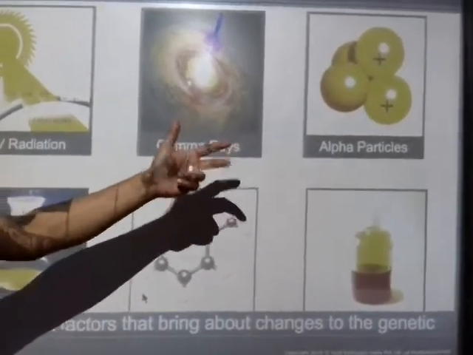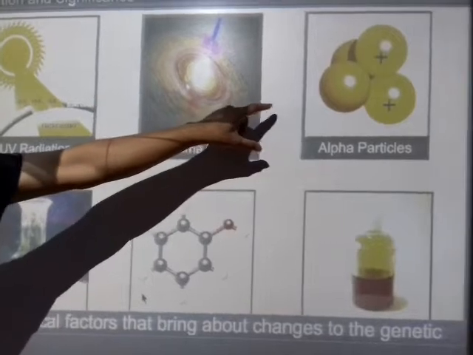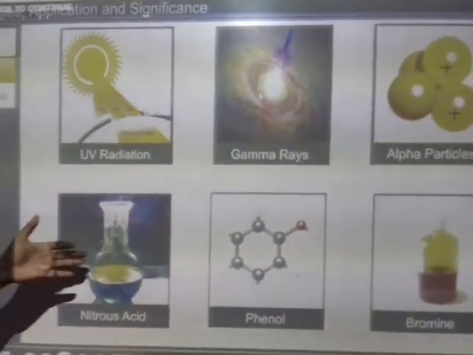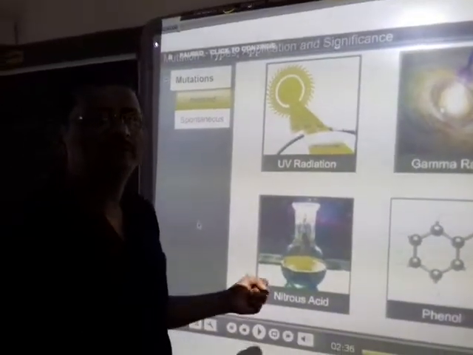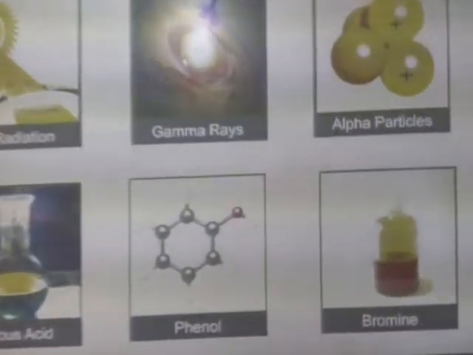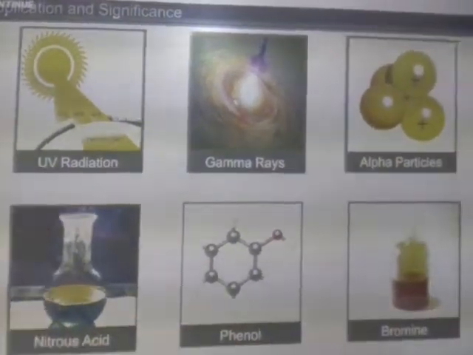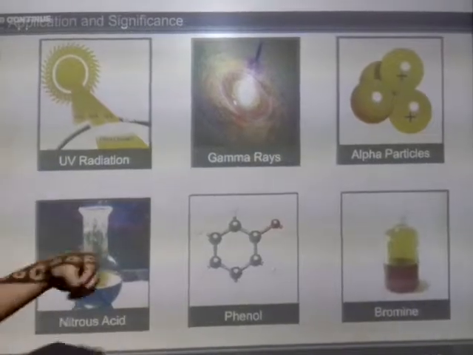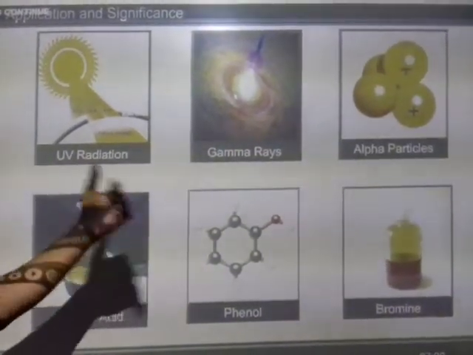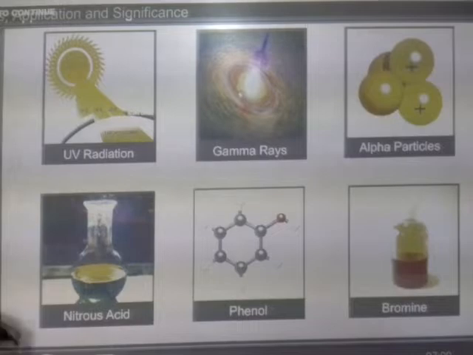Beta rays are generally electrons, so we do not consider them so harmful. But gamma rays and alpha rays, given out by radioactive particles, are physical mutagens. Chemical mutagens are there, like nitrous acid, 5-bromouracil, phenol, and bromine. Even colchicine is a type of chemical mutagen. What do these chemical mutagens do? Sometimes they pair a different pair than the normal pair to certain bases, so that creates a mutation in the gene. These are the different types of physical and chemical mutagens.